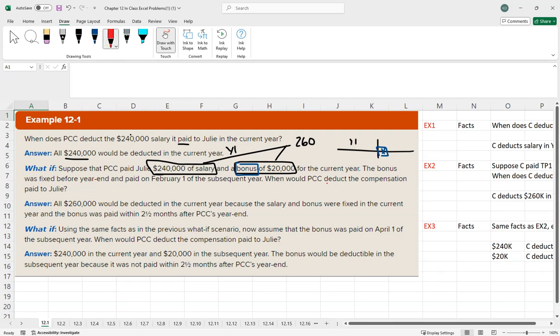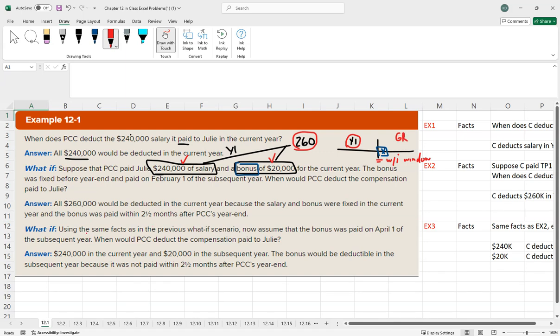So the setup here is, how much are they going to get to deduct in year one? Well, they'll get the entire $260,000, the salary and the bonus. The reason is this was within the window, within that 2.5 months, so you'll get it in year one. This is showing the general rule.